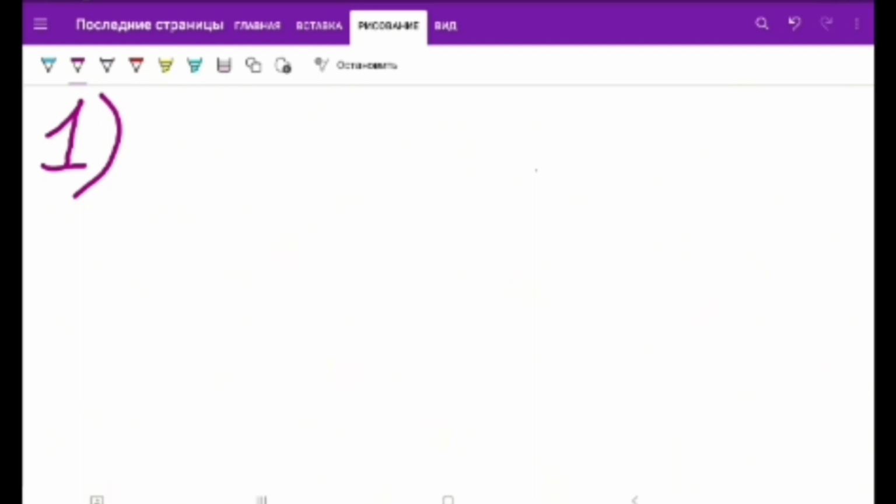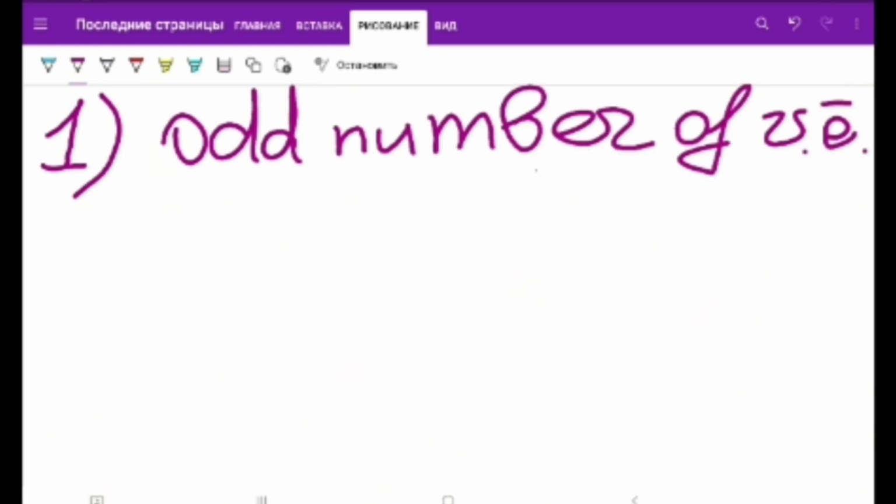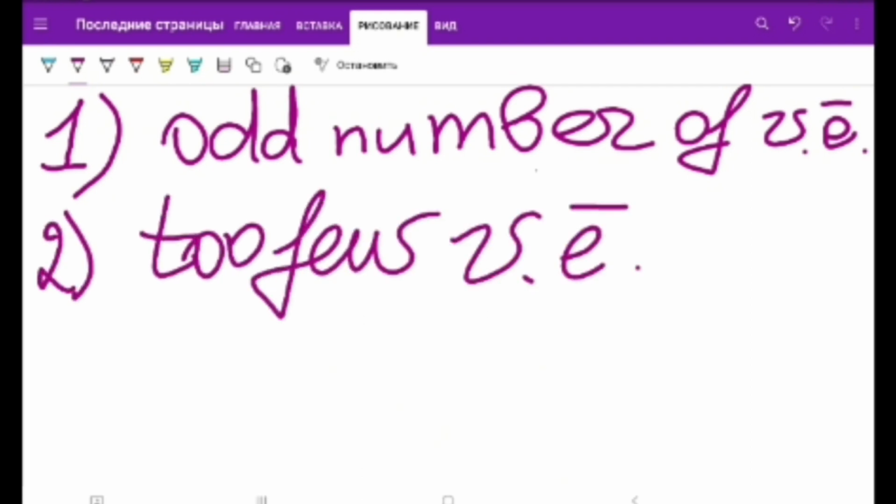The first case, here we have an odd number of valence electrons, we cannot divide it by 2. The second case is when we have too few valence electrons. So it means that there are not enough electrons to complete the octet. We don't have enough electrons, so in this case we will get less than 8 electrons. The third case, where we have too many valence electrons.